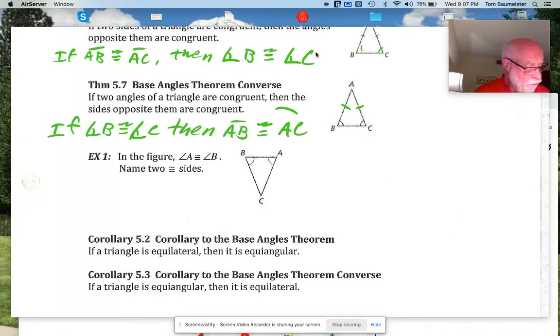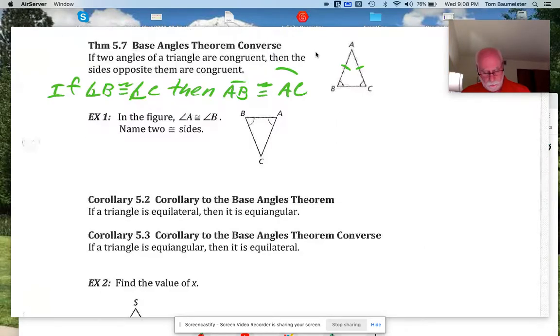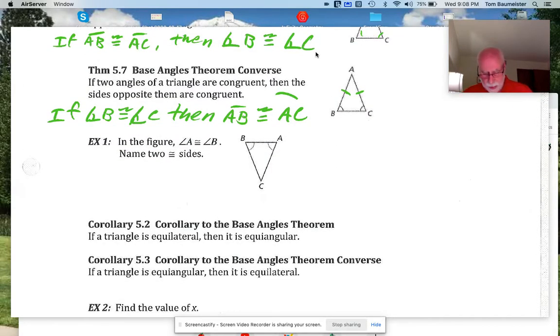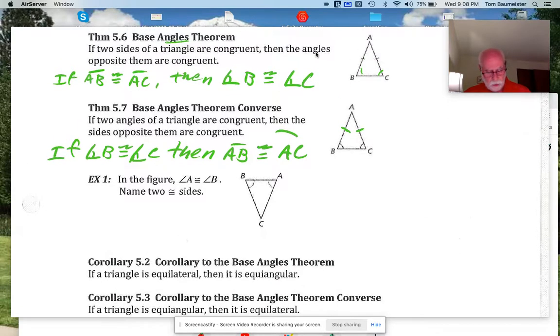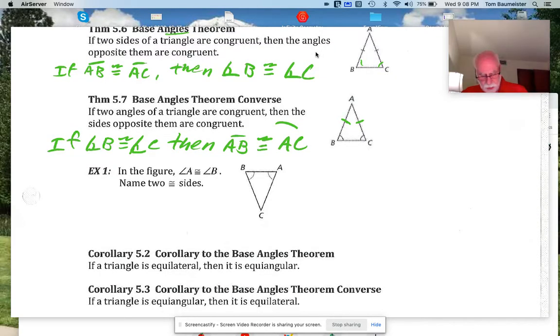Example one, in the figure, angle A is congruent to angle B. So that's something we already know, right? And then it says name two congruent sides. So which one are we going to use? The base angles theorem or the base angles converse? So they've told us that angle A and angle B are congruent. So then we know the sides opposite those. So that would be this side here and this side here.